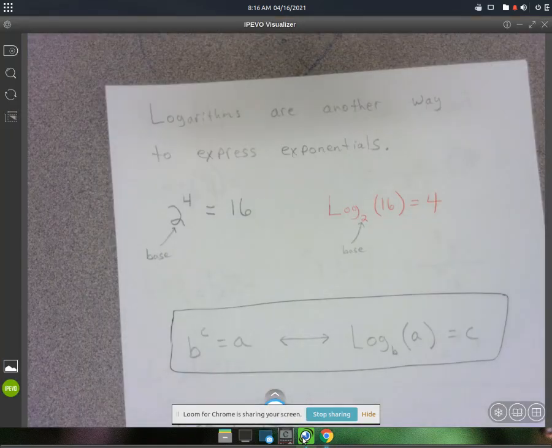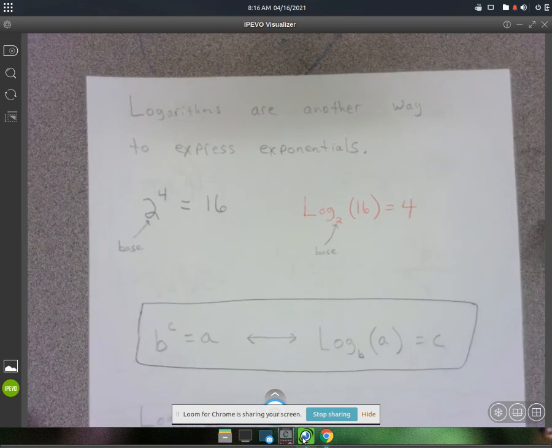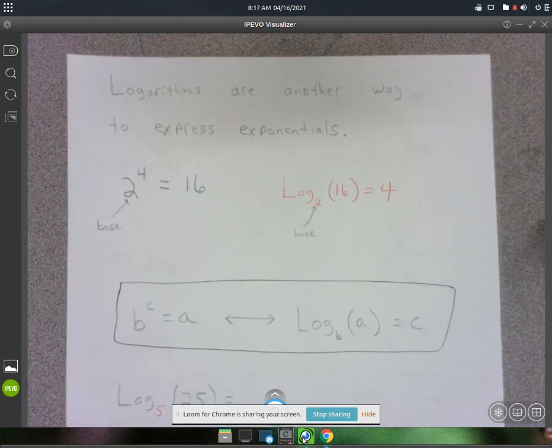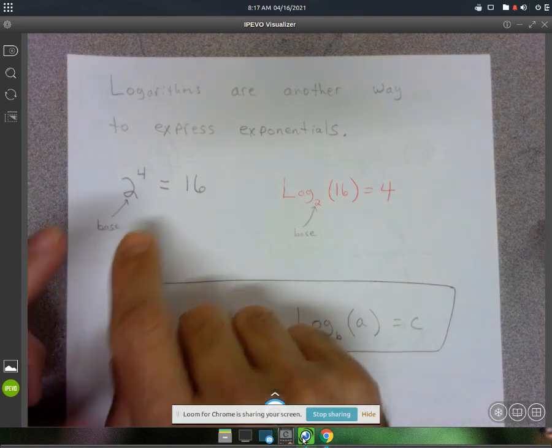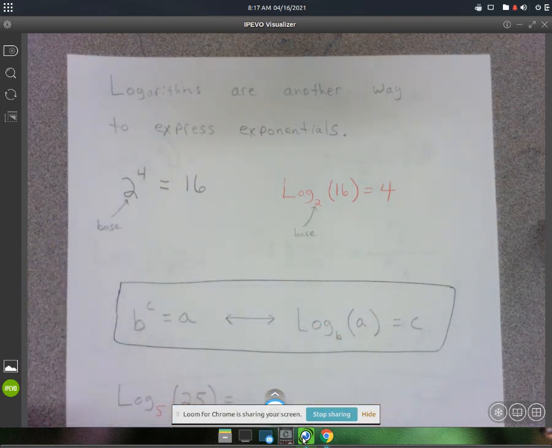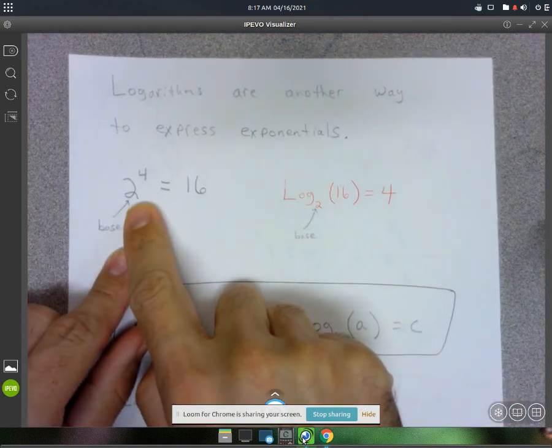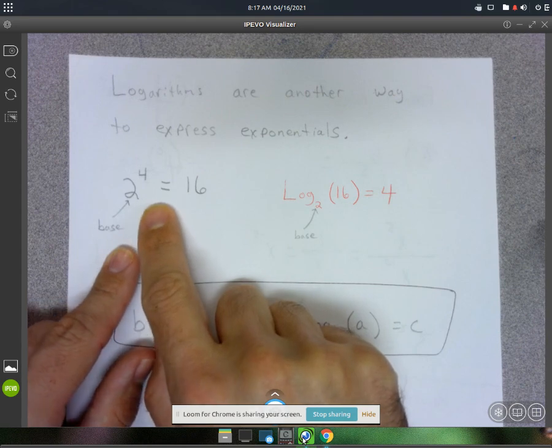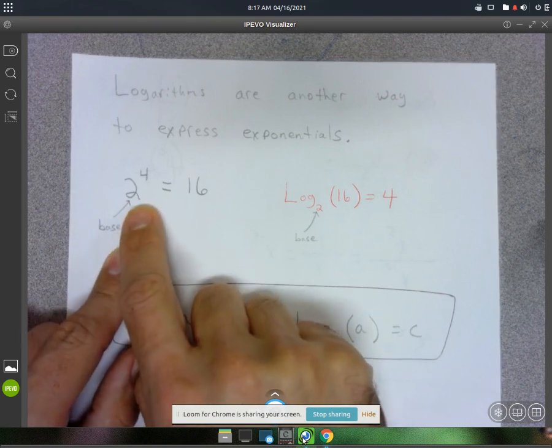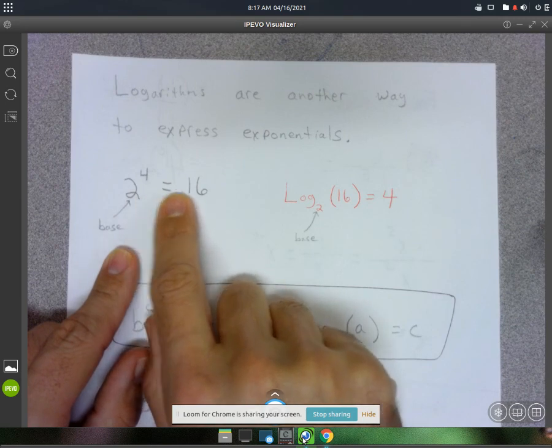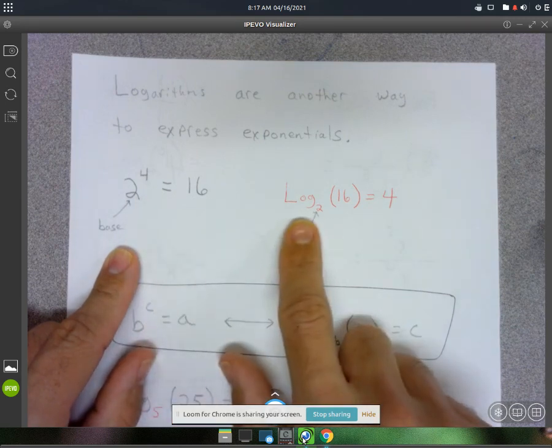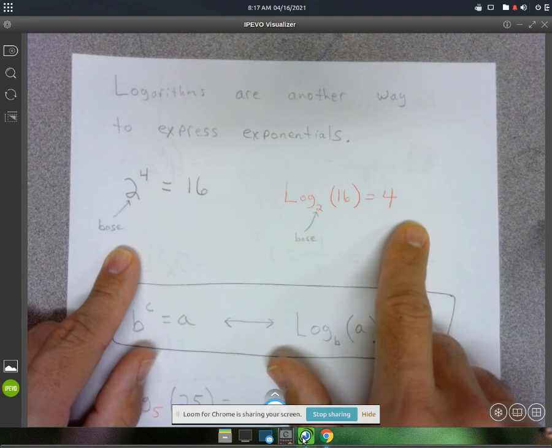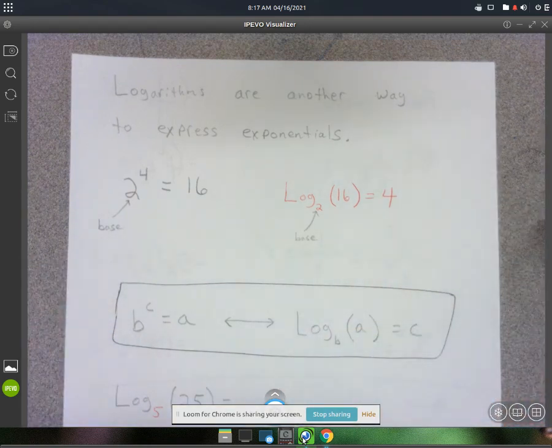All right, so here in this video, I want to show you the gist of what logarithms are. Logarithms are going to give us a way of expressing an exponential expression a different way. So instead of saying 2 to the fourth power is equal to 16, we have this other notation over here. And it's just another way of saying the same thing, really.